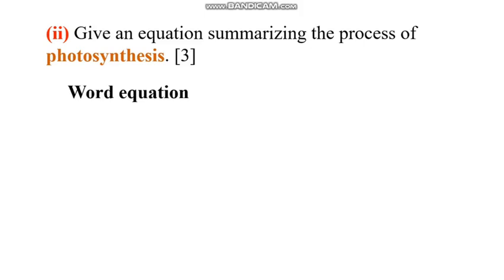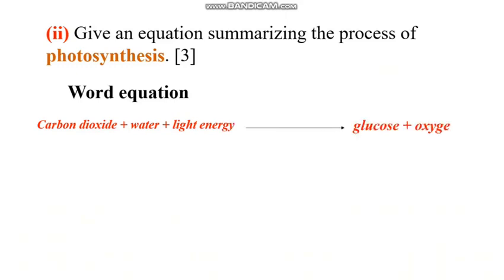The word equation for photosynthesis, we know that is carbon dioxide plus water plus light energy. This light energy now, that's where we have the involvement of chlorophyll. Then you are going to have the byproduct, that will be glucose plus oxygen. That's the word equation. We have said carbon dioxide plus water plus light energy, and this will produce glucose plus oxygen. So this is our word equation.